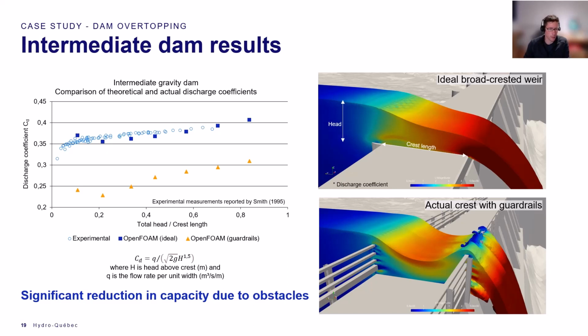of discharge for this kind of structure, which means that there's a big reduction in capacity when considering overtopping with obstructions on the crest, and we believe that it is not a good practice to assume that this kind of dam will be able to contribute to capacity during large floods.